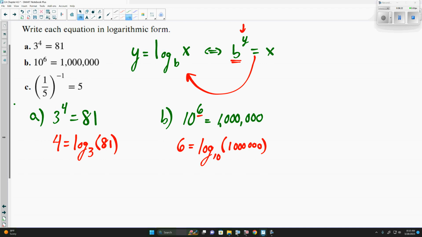Now we look at the last one, C. 1/5 to the negative 1 is equal to 5. Again, we set it to the exponent, so negative 1 is equal to log base 1/5 of 5.